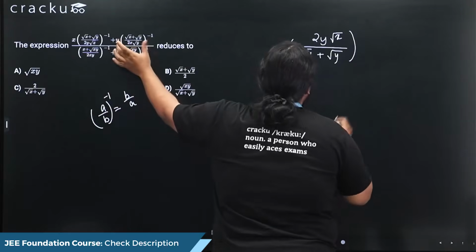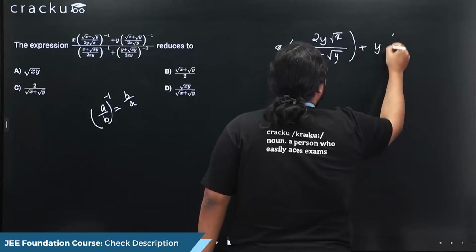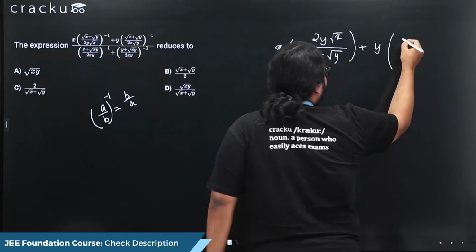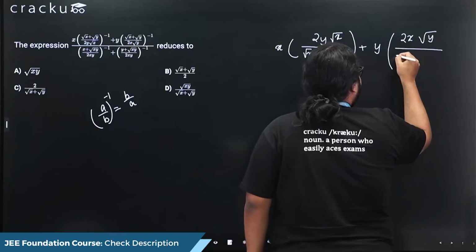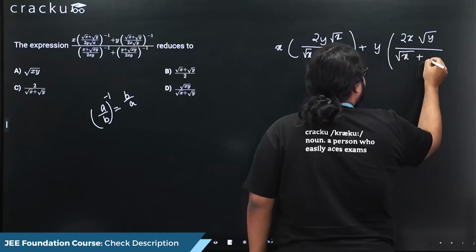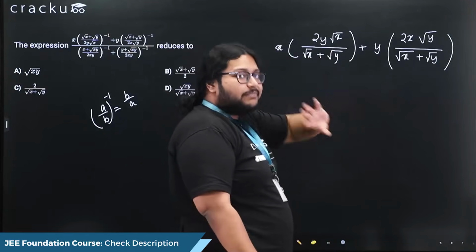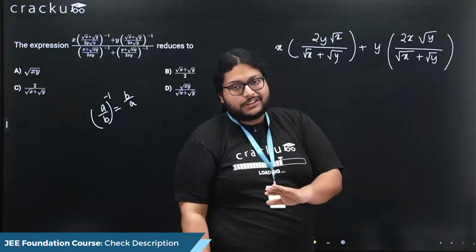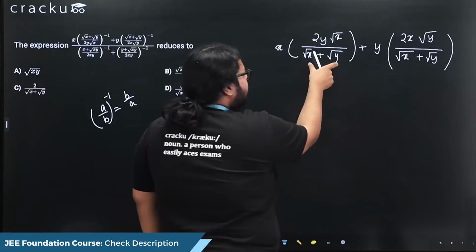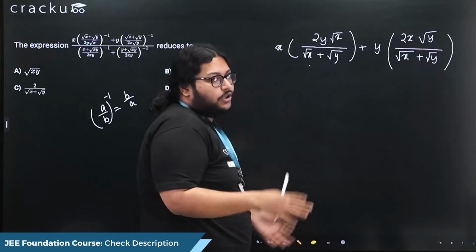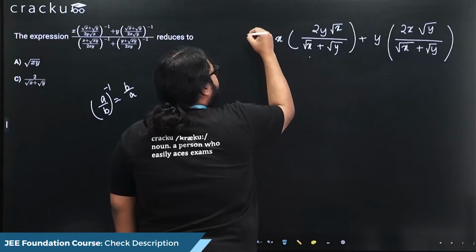Similarly, for this term also we can write plus y. Again, flip it up, twice x root y divided by root x plus root y. So this is the numerator basically. Let's simplify the numerator first, then do the denominator. So why are we doing this? Because root x plus root y I can take common as an LCM here. This is for the numerator only.